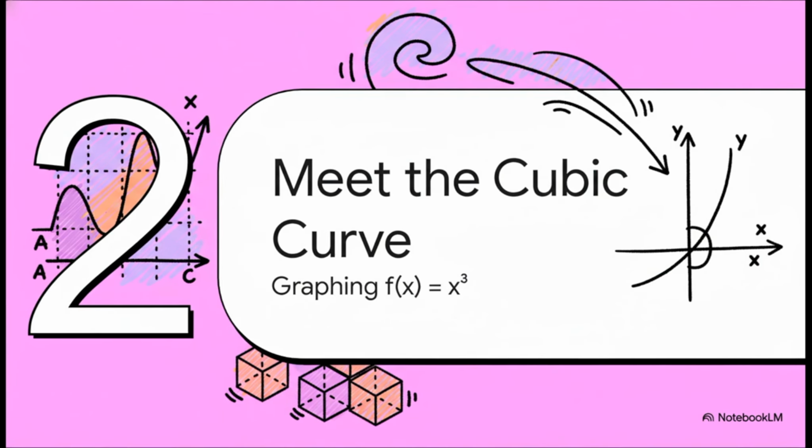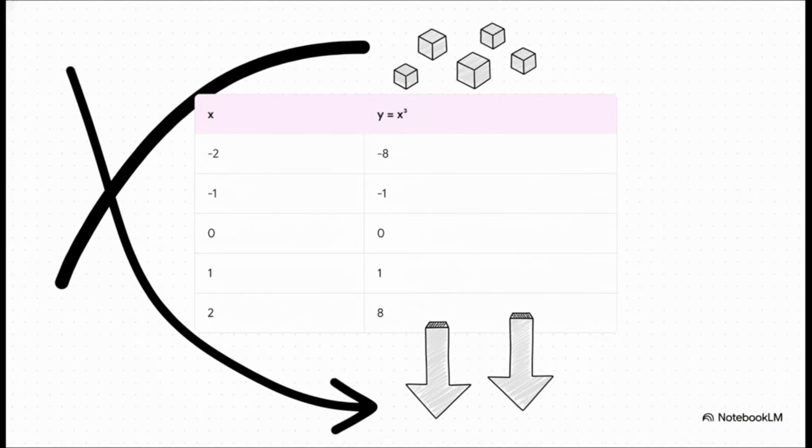All right, now that we've met the family, let's properly introduce ourselves to the cubic curve. We're going to start by graphing the most basic, fundamental version there is: f of x equals x cubed. Whenever you're dealing with a new function, the absolute best way to understand its graph is to just start plotting some points. So we'll take a few simple x values, cube them, and see what we get. And hey, pay close attention to how those negative x values give us negative y values. That's a huge clue about the shape we're about to see.